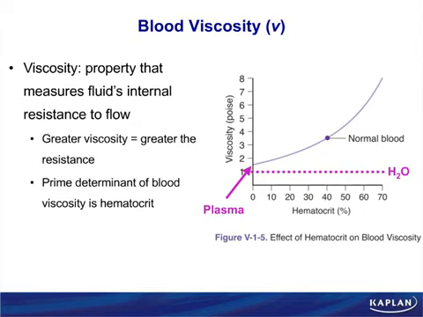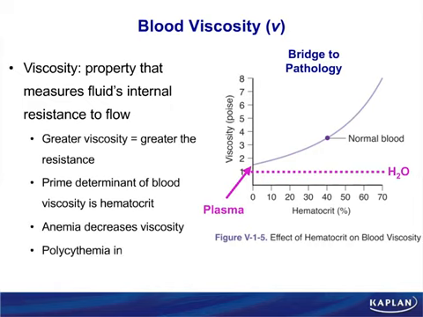All right, let's bridge to pathology. Do you remember your 2 conditions related to high and low hematocrit? Yeah, excellent. Anemia is low hematocrit. Therefore, if you look at that purple line, as the hematocrit goes down, viscosity goes down. Woohoo! That's a good thing, right? Less viscosity, less resistance. Yeah, that sounds great.